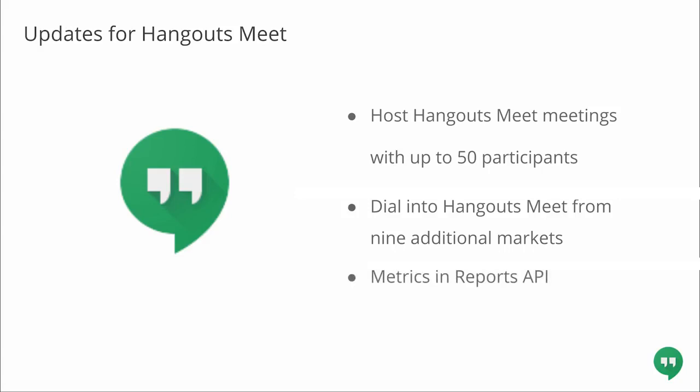And to help you better understand Hangouts Meet usage within your domain, we're introducing more than 50 new metrics in the Reports API Consumer Usage Report. These new metrics provide details on the duration, size, and device-specific characteristics of the Meet calls across your organization.